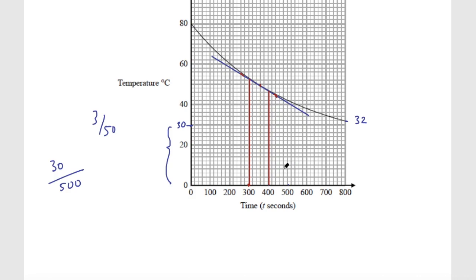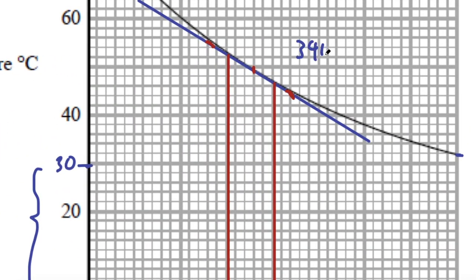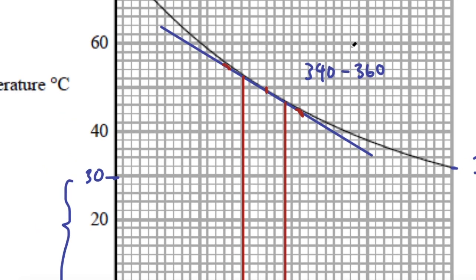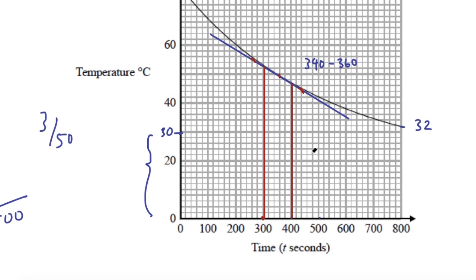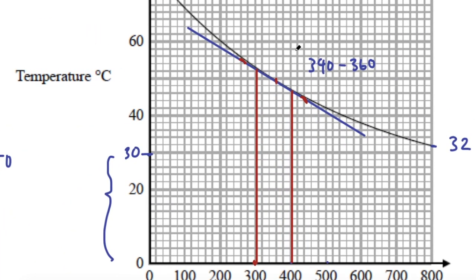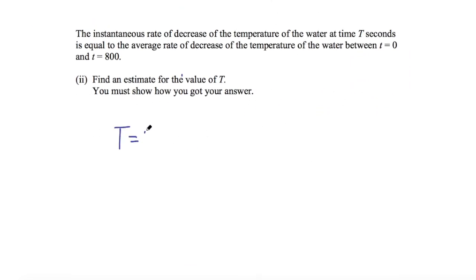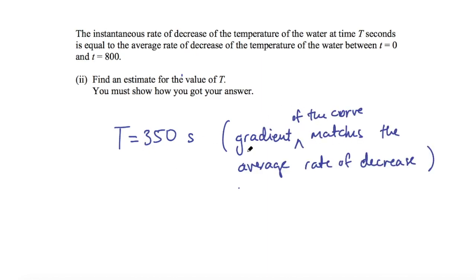Now I had a look at the mark scheme and I think they were a bit mean, because the range of answers here was given as 340 to 360. I think it's pretty hard to get that degree of accuracy with questions like this, but maybe if this was on a printed exam, it might be easier. I'm not sure. Maybe just because this is a PDF, it's making it a bit more difficult to see. But anyway, my answer there is t equals 350 seconds. And I can say that that's the gradient. My reasoning there is the gradient of the curve matches the average rate of decrease.